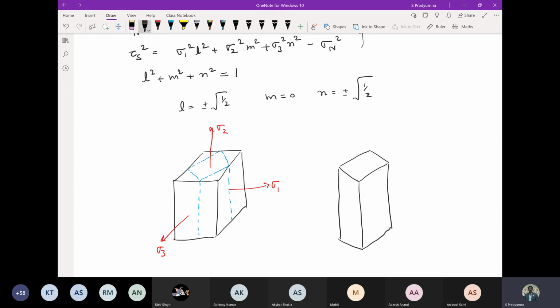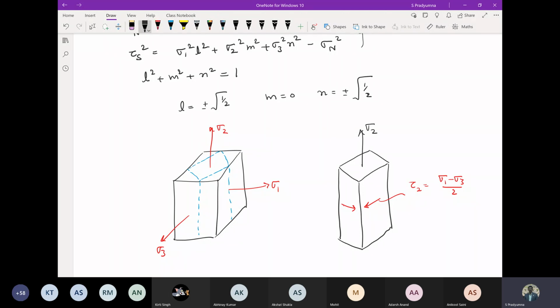So this is the orientation of that particular element, which makes an angle of 45 degrees with respect to the sigma 1 and sigma 2, sigma 3 directions. Now the value of sigma 2 is the same, and on this plane we have the value of tau. This has tau max, which we called tau 2 is equal to sigma 1 minus sigma 3 divided by 2. That is the value of the shear stress on this.